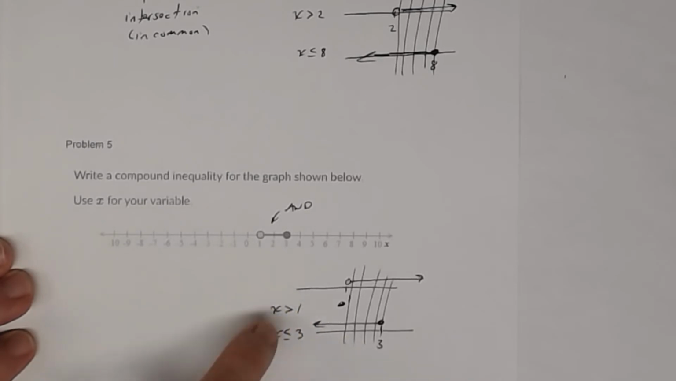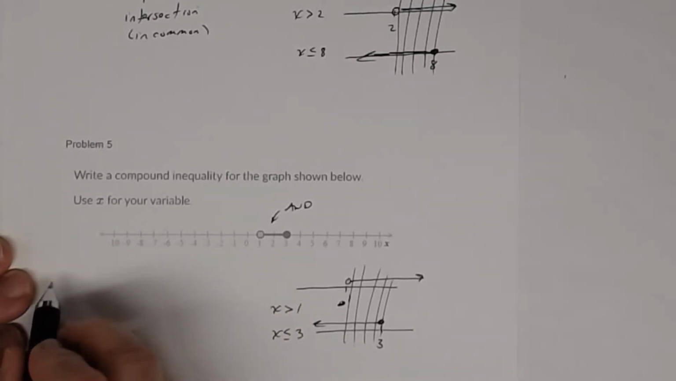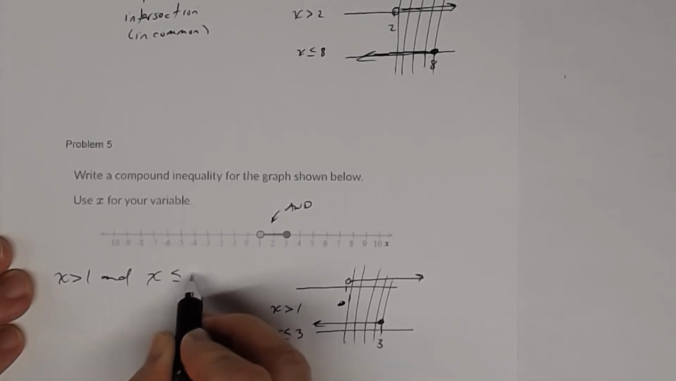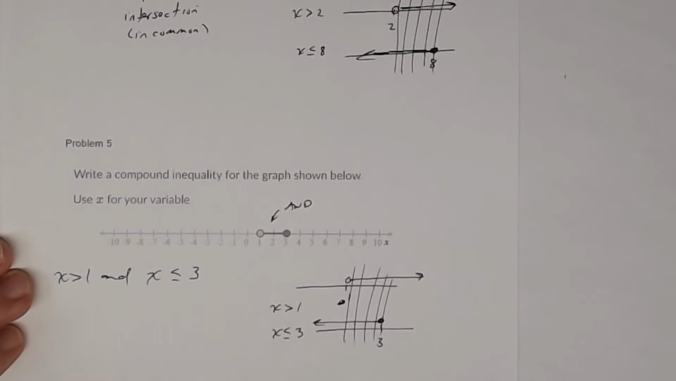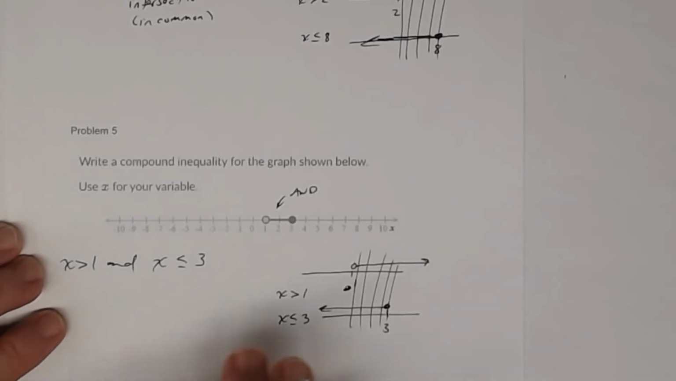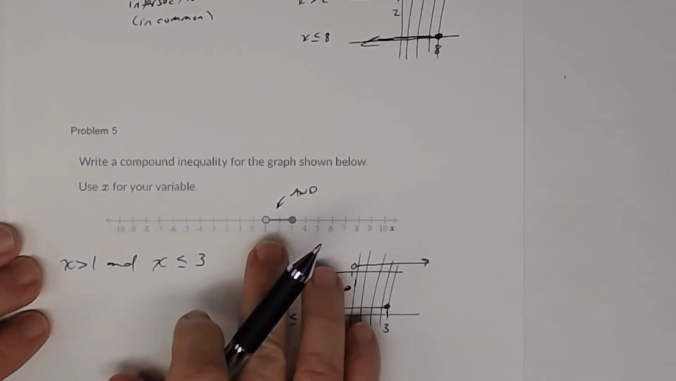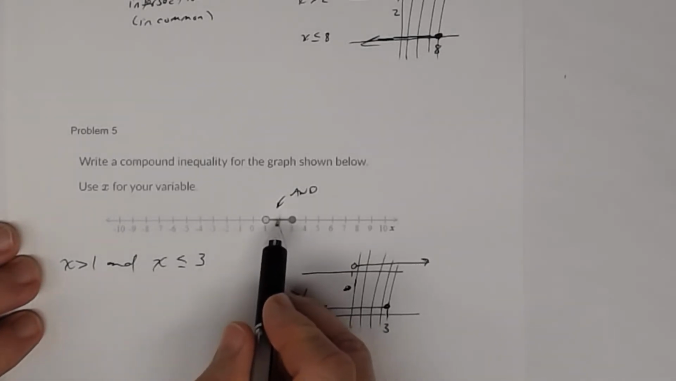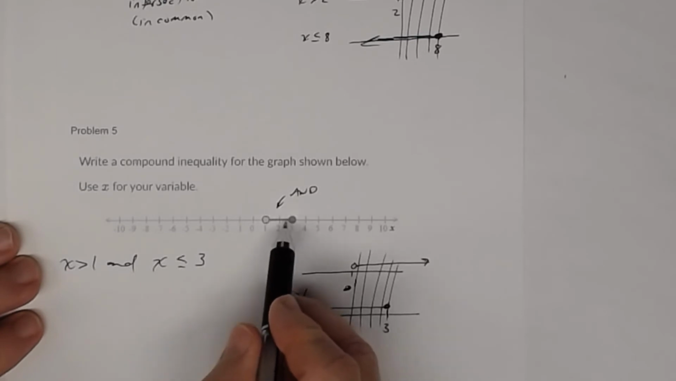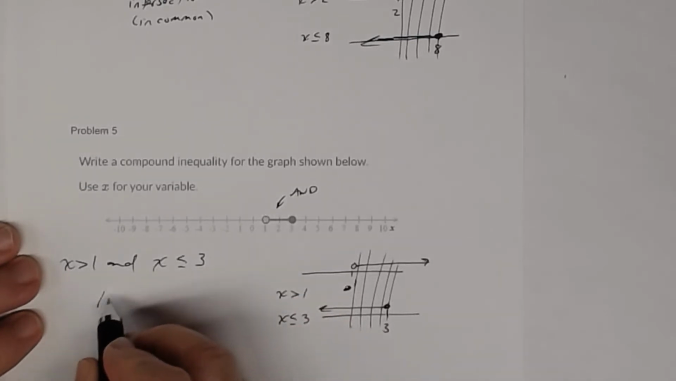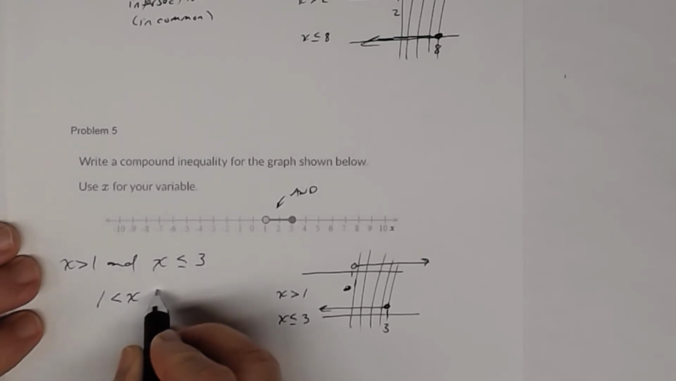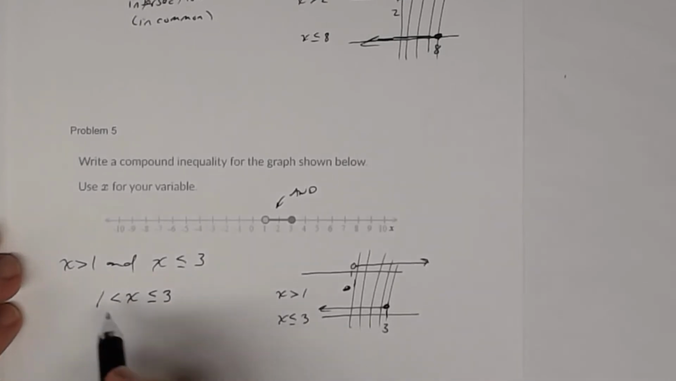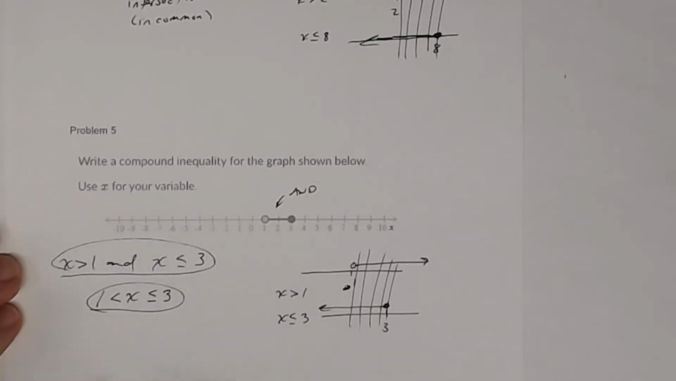So what you're going to do is rewrite these with the word and between them. You're going to say x is greater than 1, and at the same time, x has to be less than or equal to 3. So that's how you think about this. Now, another way you can write this is as a compound statement: the real numbers between 1 and 3. So 1 is less than x, and at the same time, x is less than or equal to 3. Either one of those is fine as the answer.